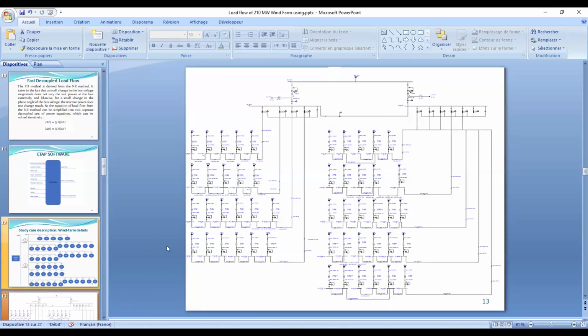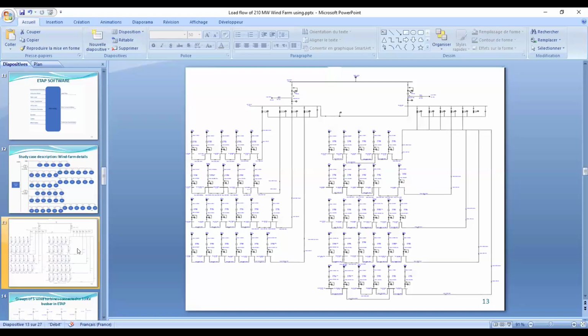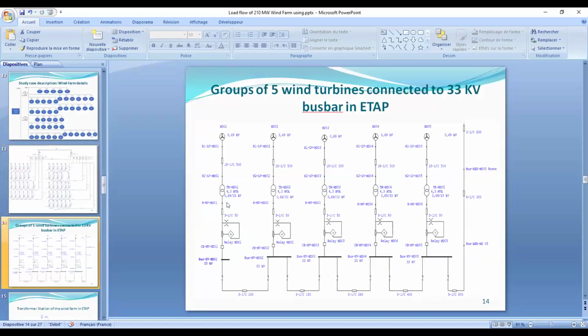This diagram shows the entire farm programmed in ETAP. There are 15 turbines and all auxiliary installations. In this diagram, we find 5 wind turbines of synchronous generation with a production power of 4 megawatts each that delivers a voltage of 0.69 kilovolts, which will be transformed by a specific transformer to each wind turbine to a voltage of 33 kilovolts.